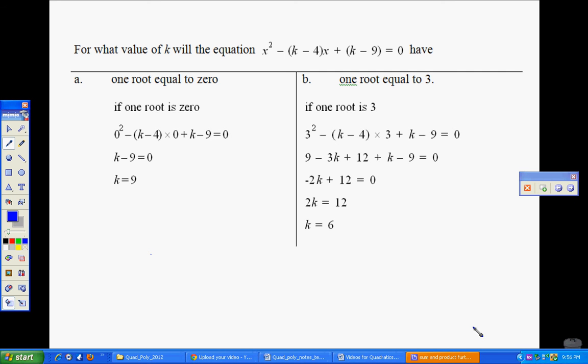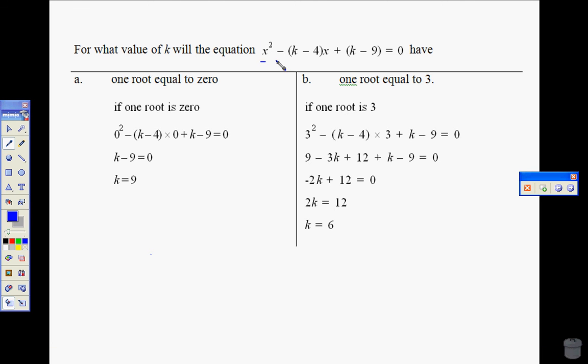In this example, we've got 4 different scenarios where we have the same equation each time. A is 1, B is minus k minus 4, and C is k minus 9. In the first one, if we got one root equal to 0, well, that's basically saying, hey, let alpha be equal to 0. So if alpha is equal to 0, we can substitute x being equal to 0, and the whole thing must be equal to 0, because that's what a 0 is. It's a root of an equation.